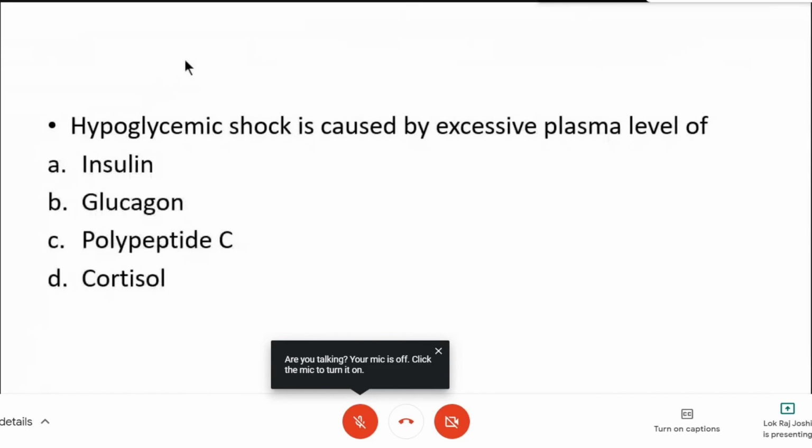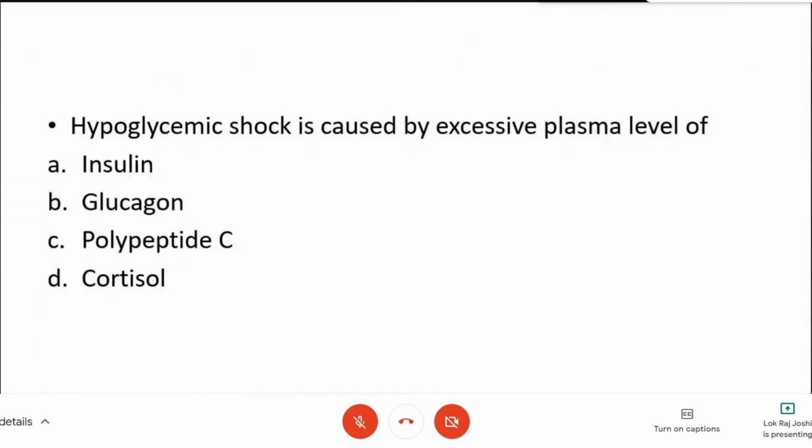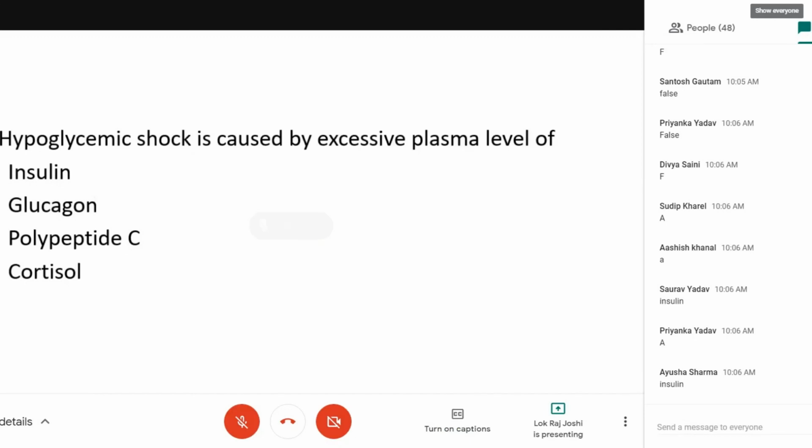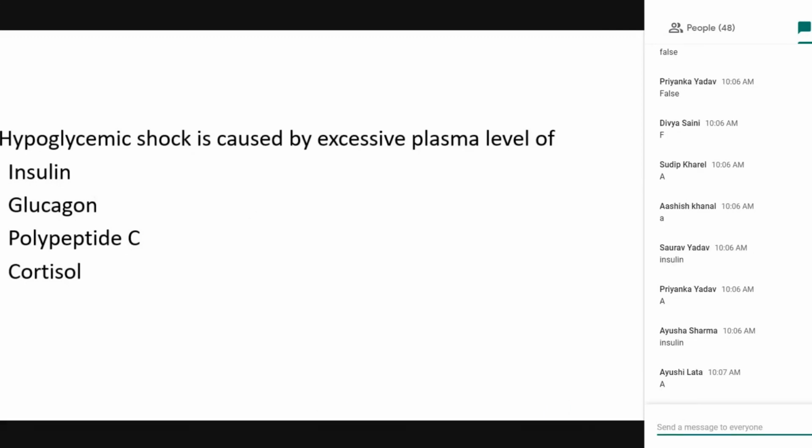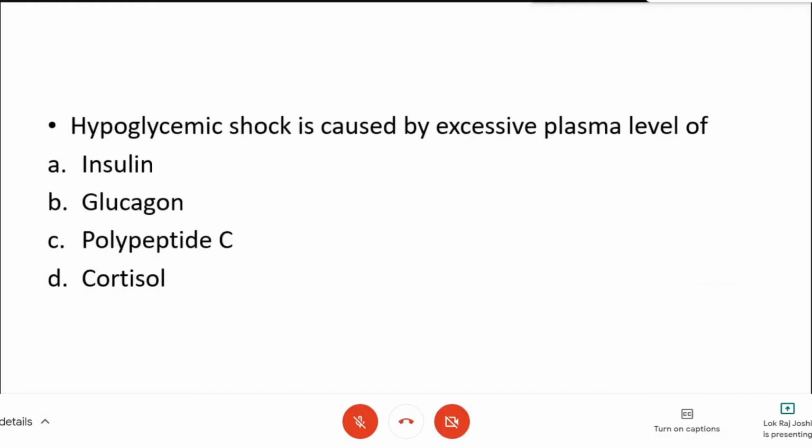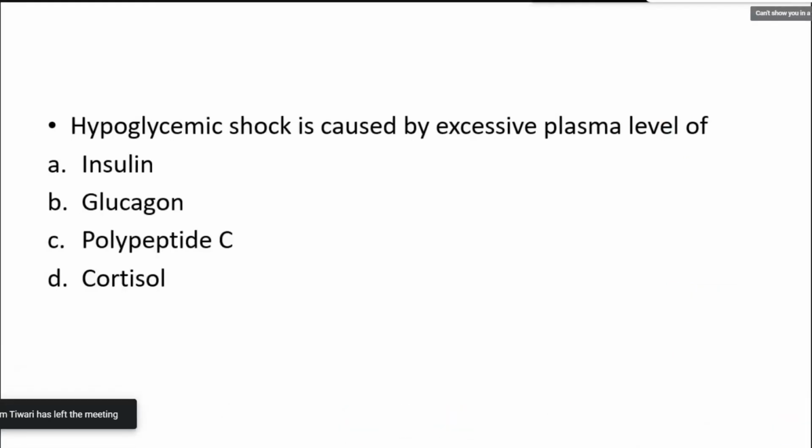There is another question. Hypoglycemic shock is caused by excessive plasma levels of, there may be other factors also, excessive plasma levels of, okay, insulin. When there is an increase in the level of insulin due to some tumors of beta cells or exogenous administration, maybe as a part of treatment, when there is an overdose, there may be hypoglycemia, and when severe, it can cause hypoglycemic shock. It may lead to unconsciousness and even death.